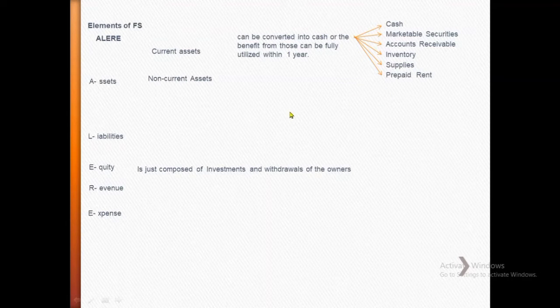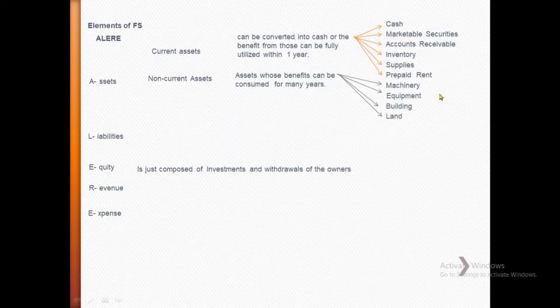We have another classification, the non-current assets, also known as long-term assets. If current assets are those that can be converted into cash or used within 1 year, these non-current assets are those assets whose benefits can be consumed for many years. So we have a lot of examples. We have the machinery, equipment, building, and of course land. So that's it for the assets.